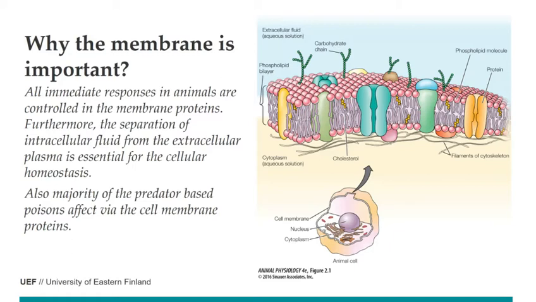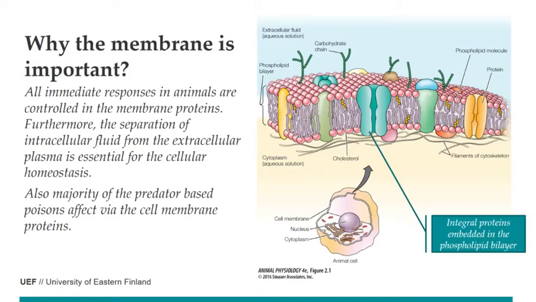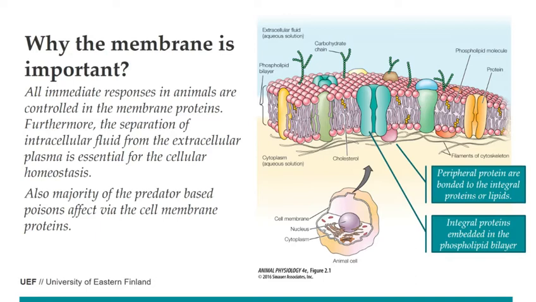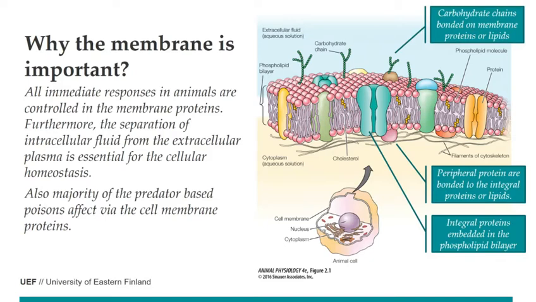And in the membrane, we have membrane proteins. They can be inside the membrane and are called integral proteins, and they are embedded in the phospholipid layer. They can go through the membrane completely, like over here we have an ion channel. Then we have peripheral proteins that are not inside the membrane, but are bonded to these integral proteins or these lipids.